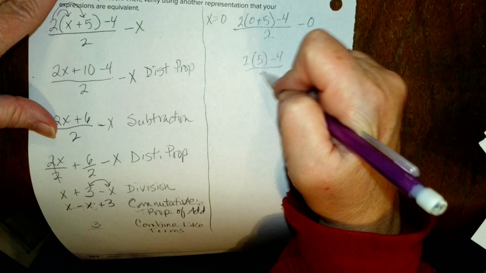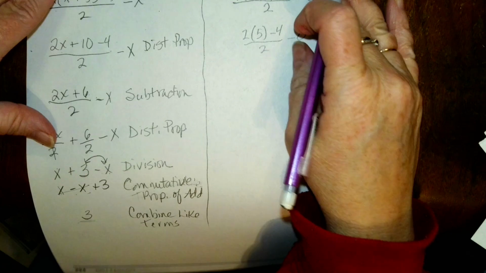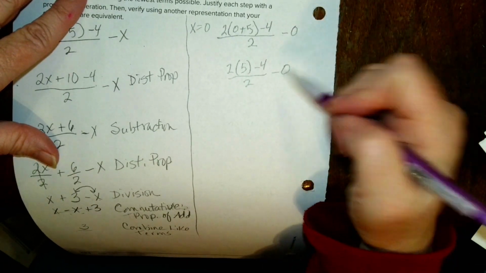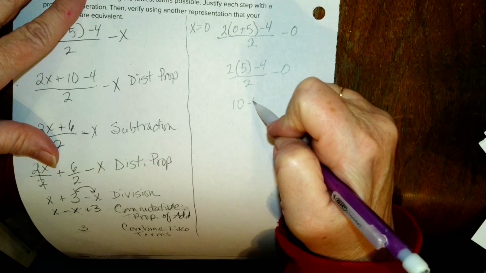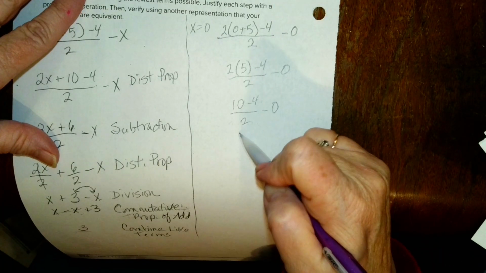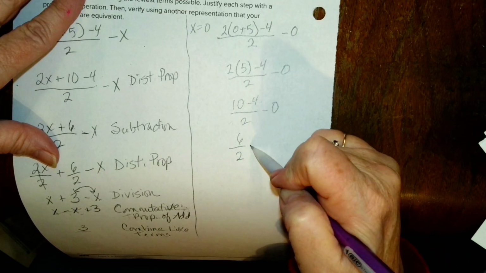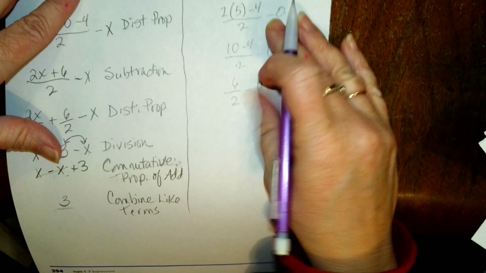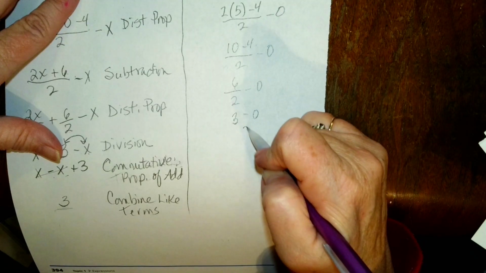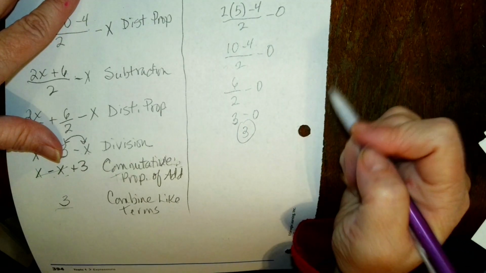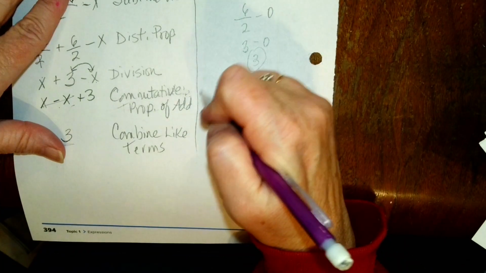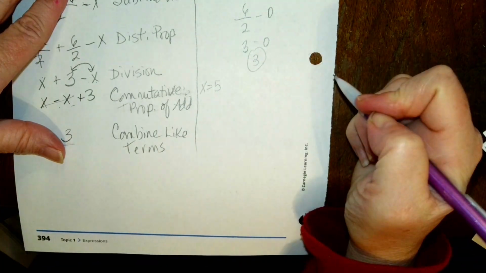Rewrite everything else. Okay, so then we have 2 times 5 is 10 minus 4 divided by 2 minus 0. So we have 6 divided by 2 minus 0, which then gives us 3 minus 0 for a final answer of 3. Okay, so that worked. Let's try another number. I think I'll have room to put maybe one more on here. Let's try something bigger, like x equals 5.